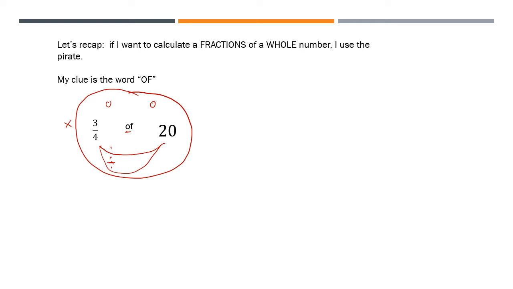Very easy. I say 20 divided by 4 equals 5 times 3. 20 divided by 4 times 3 equals, what is 20 divided by 4? It is 5, times 3 equals 15. So 3/4 of 20 equals 15.